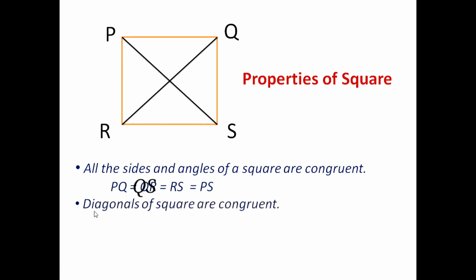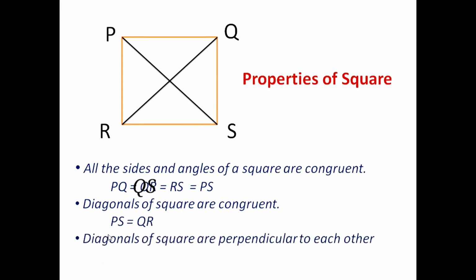The next property is that diagonals of a square are congruent. In this diagram, PS and QR are two diagonals which are congruent. The next property is that diagonals of a square are perpendicular to each other. That means in this diagram, PS and QR intersect at a point inside the square. At that point, a 90-degree angle, a right angle, is formed. So this is the next property of a square, that is, diagonals of a square are perpendicular to each other.